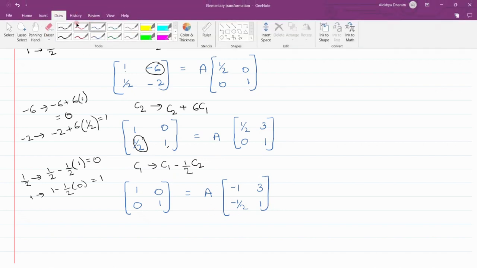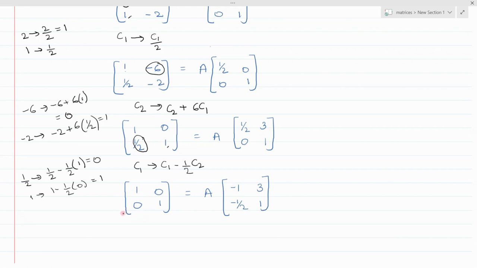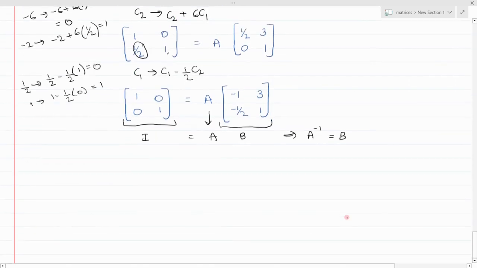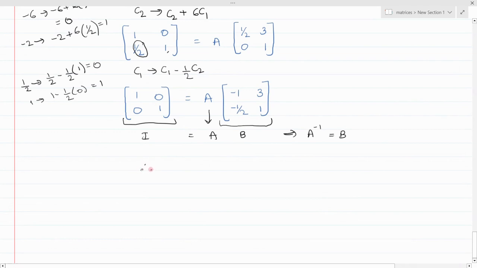So now it is in the form of I, A, and this is some matrix B. From here, we can write A inverse is equal to B. Therefore, A inverse is minus 1, 3, minus half, and 1. This is the required A inverse for this question.